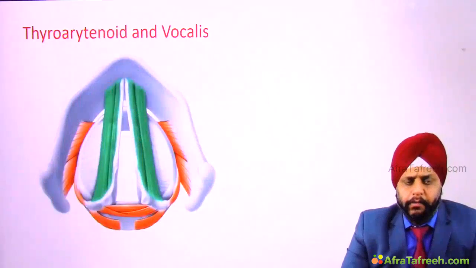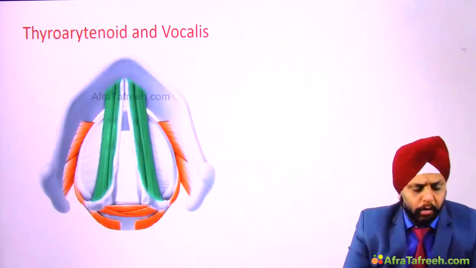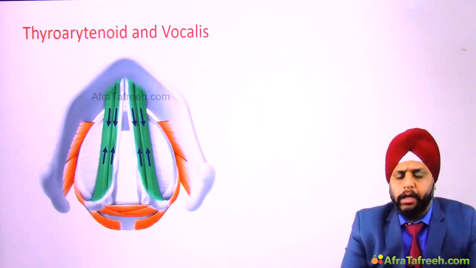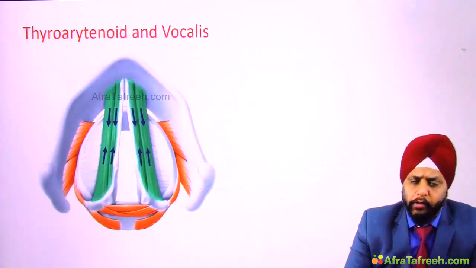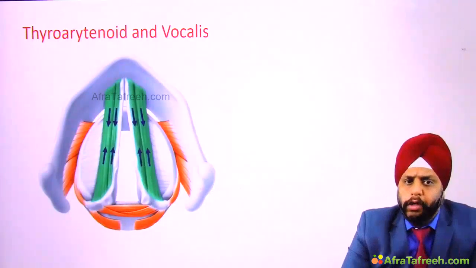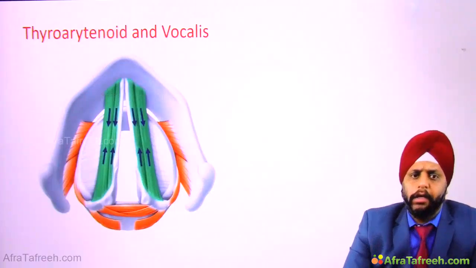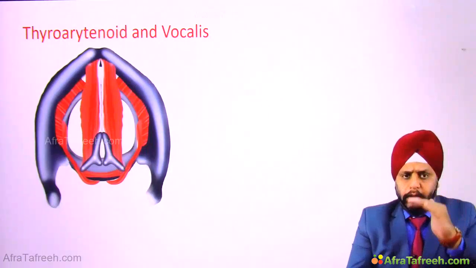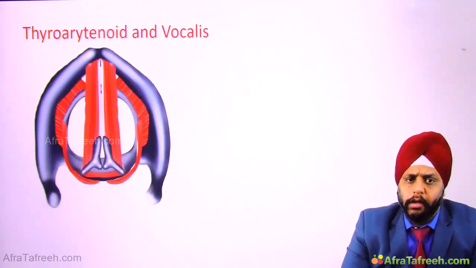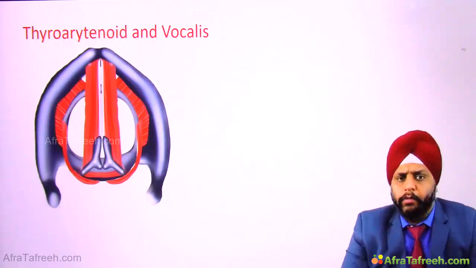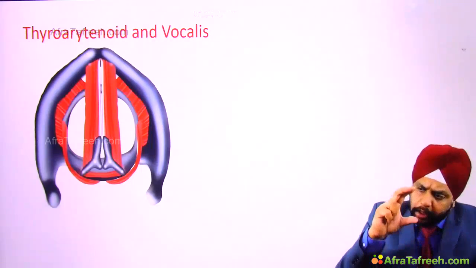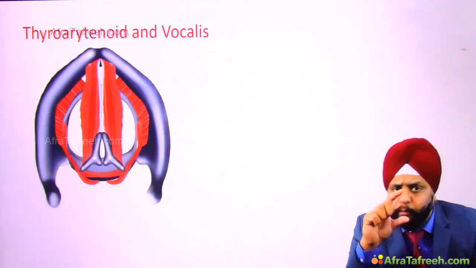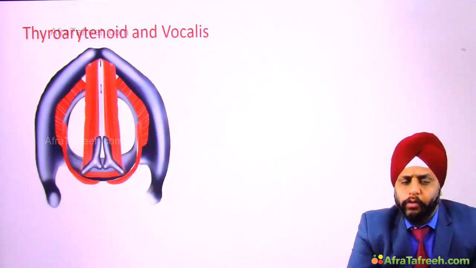Now, what happens when this thyroarytenoid contracts? When the thyroarytenoid contracts, they bring the arytenoids closer, so they close down the anteroposterior diameter and close the airway. Okay, so let's look over here. The thyroarytenoid contracts and brings the arytenoid closer to the thyroid cartilage. Now, when this happens, what do you see? Not only is there adduction, but you see the action of the vocalis muscle. When the vocalis brings the arytenoid closer, what happens?